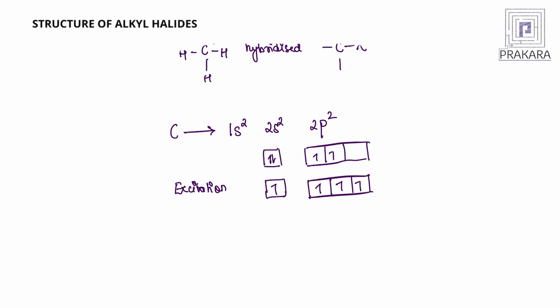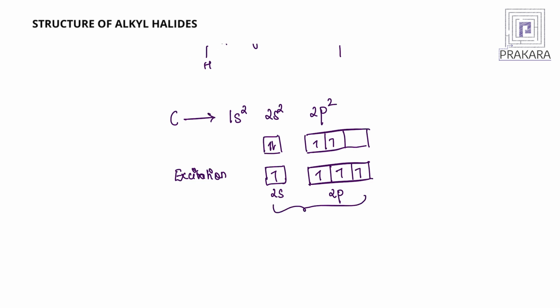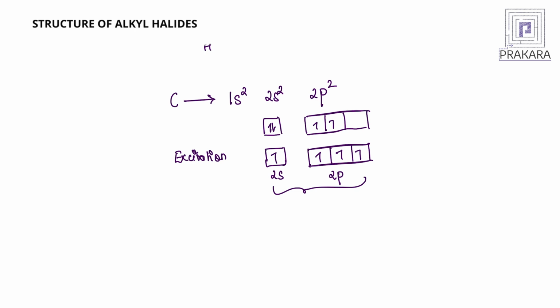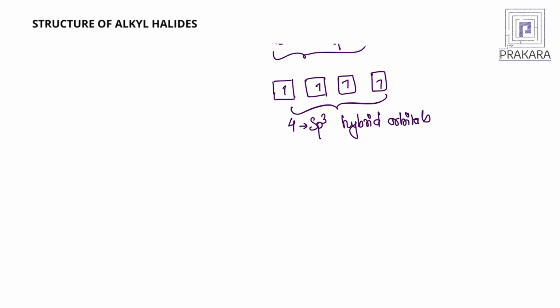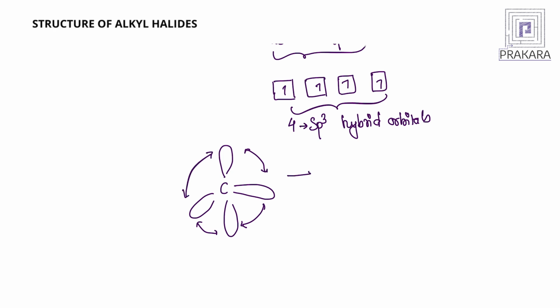Now this 2s orbital and the three 2p orbitals will undergo mixing, or in short we say they get hybridized, and they will give us 4 hybridized orbitals, all of them having 1 electron. So we get 4 sp3 hybrid orbitals. How will they arrange around the carbon? They will arrange themselves in a way in which there is minimum repulsion between these orbitals. And what is the geometry in which there will be minimum repulsion? That is the tetrahedral shape. So this carbon will have tetrahedral geometry.